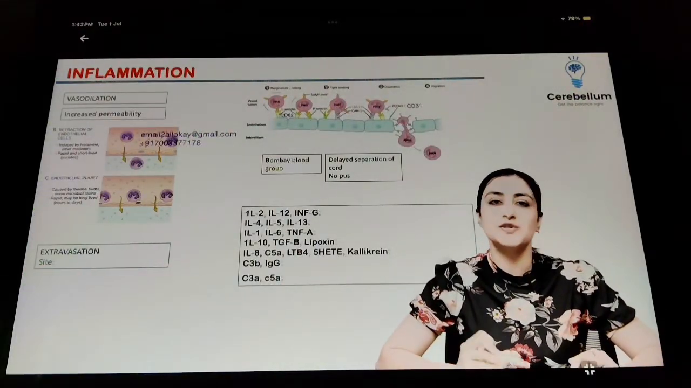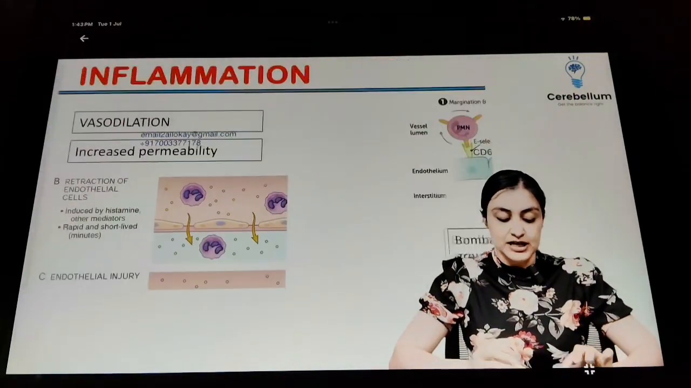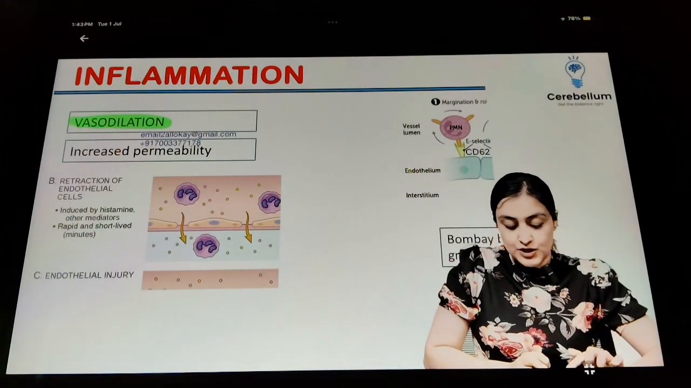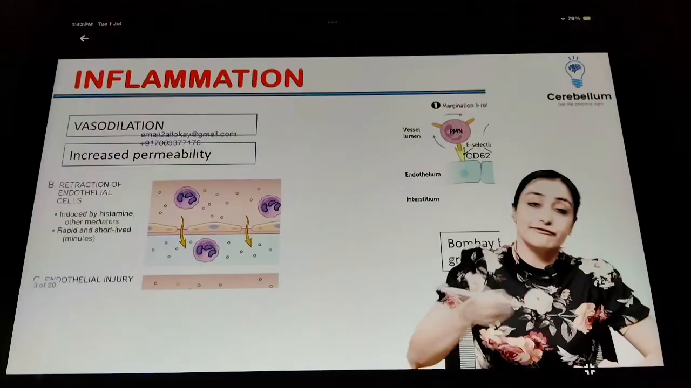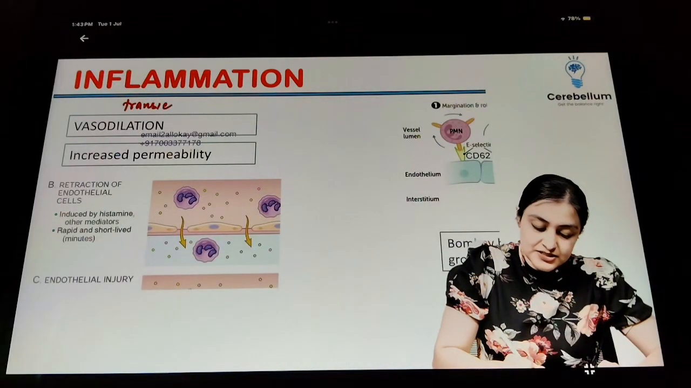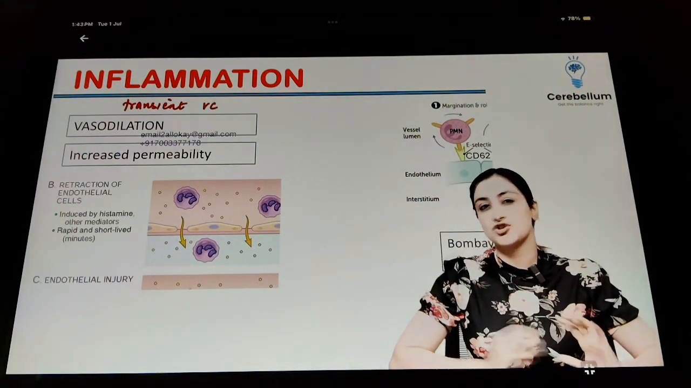So inflammation, what are the sequences? This is something which is very easy. We have already done this. So the first change is vasodilation, right? This is a little controversial, where when you study your notes, it might be written in certain places that the very first change that happens is a transient vasoconstriction.